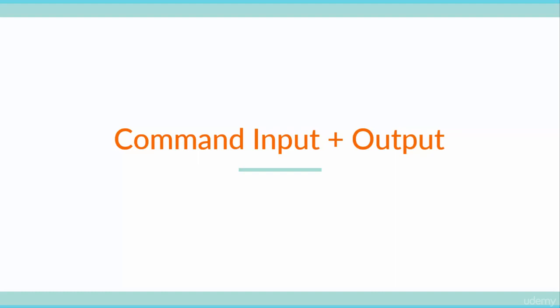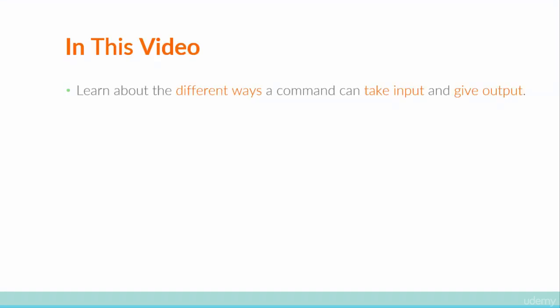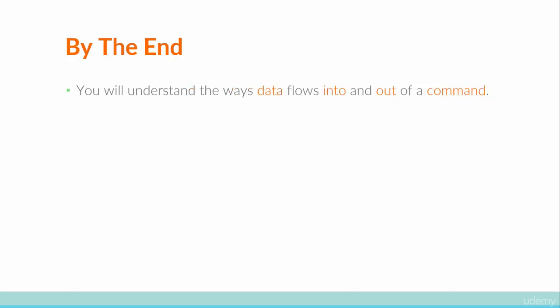But in order to chain the commands together and create these powerful workflows, these pipelines, we need to understand a bit better how Linux commands actually take input and give output so that we can link the outputs and inputs together. So in this video, you're going to learn about the different ways that a command can take input and give output. And by the end, you'll be able to understand the different ways that data can flow into and out of a command, and you'll be ready to connect these data flows together to build powerful Linux pipelines.